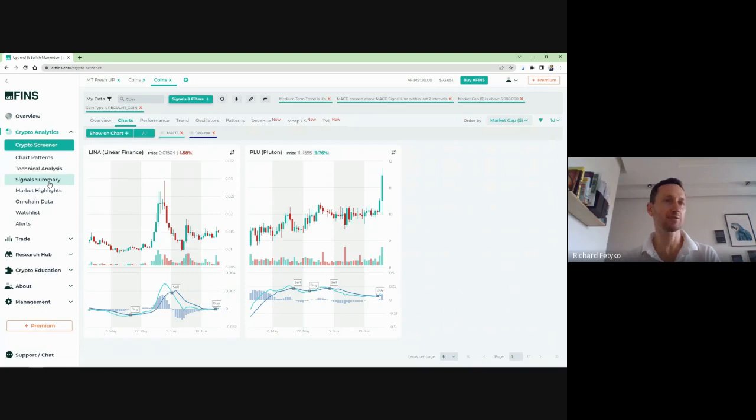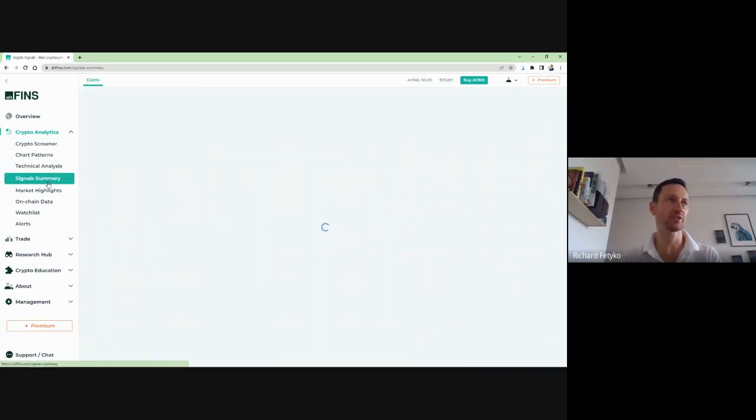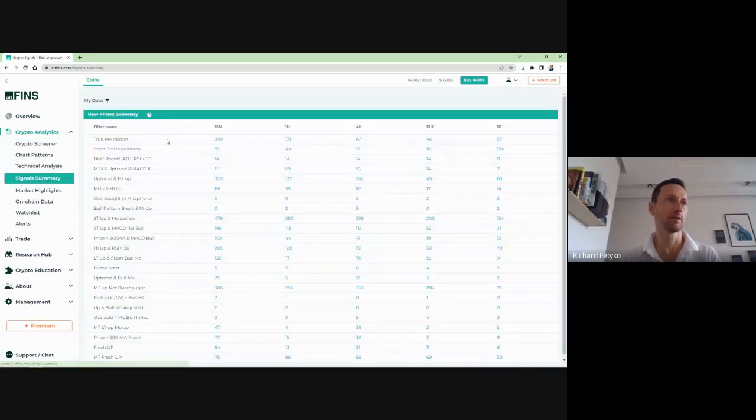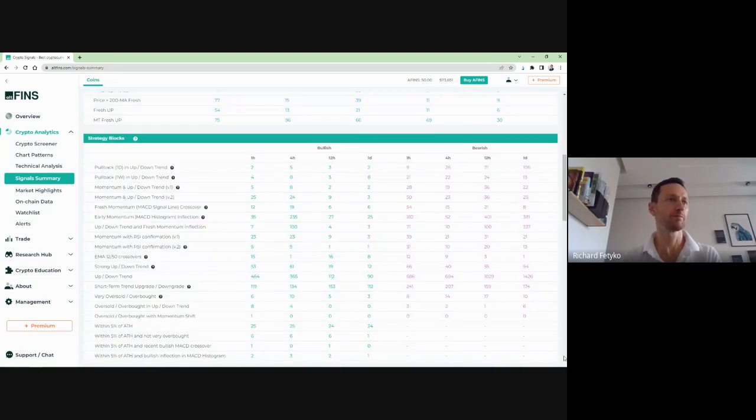So that strategy is also here on the signal summary. If I scroll down here, the one that we just analyzed is this momentum and uptrend, but the one that you should also utilize is this one that says uptrend and fresh momentum inflection. There are 3 assets in there. Let's check it out.